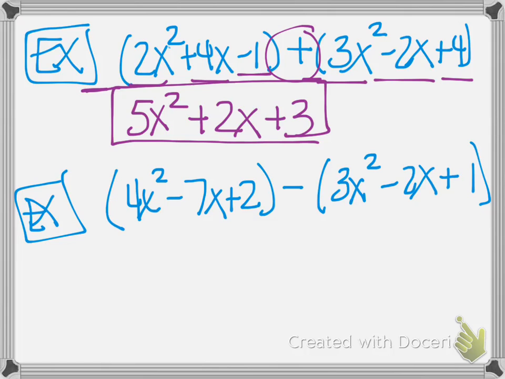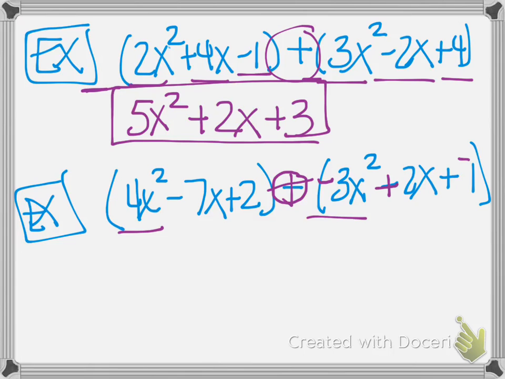Now this next example is a little bit different, and the reason is that we have a minus in front of the parentheses. You have to remember that you're subtracting everything inside the parentheses. You could also think of it as flipping the signs of everything in the parentheses. So that 3x squared is actually going to become negative. The 2x would be positive because it's like subtracting a negative, and the 1 would also be negative. Now we can think of this as a plus and just do the same thing we did above.